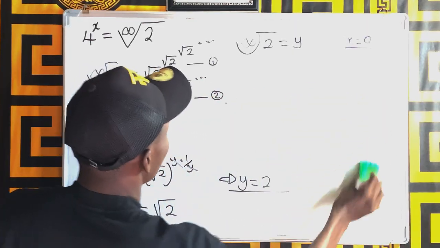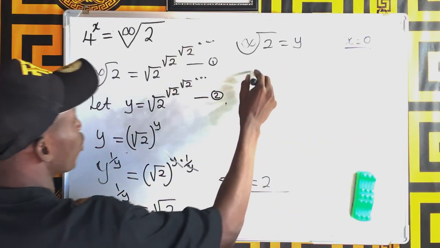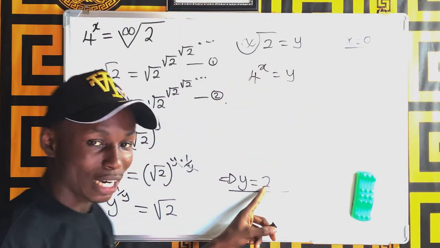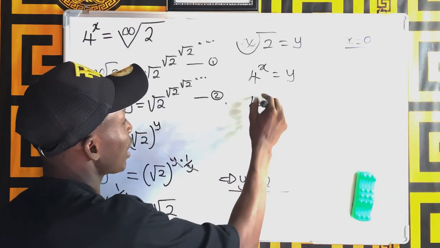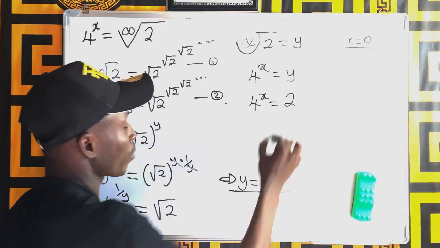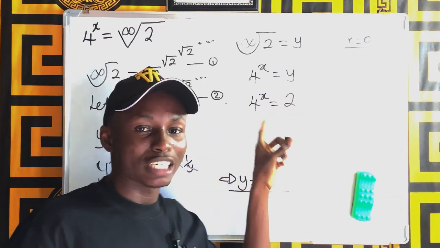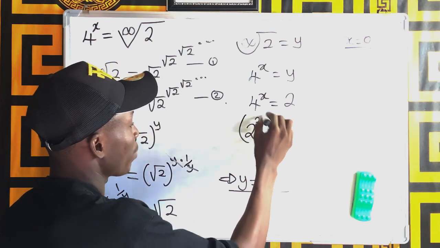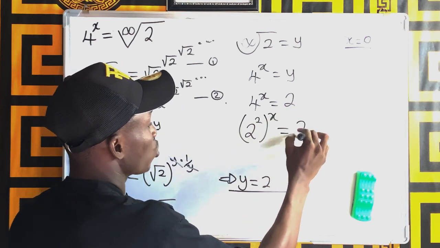Now, we're going to substitute this here. So that means 4 raised to x is equal to y. Our y is 2, right? So that means 4 raised to x is equal to 2. What we're going to do is put 4 in exponential form. So 4 can also be seen as 2 squared, all raised to the exponent x, equals 2.